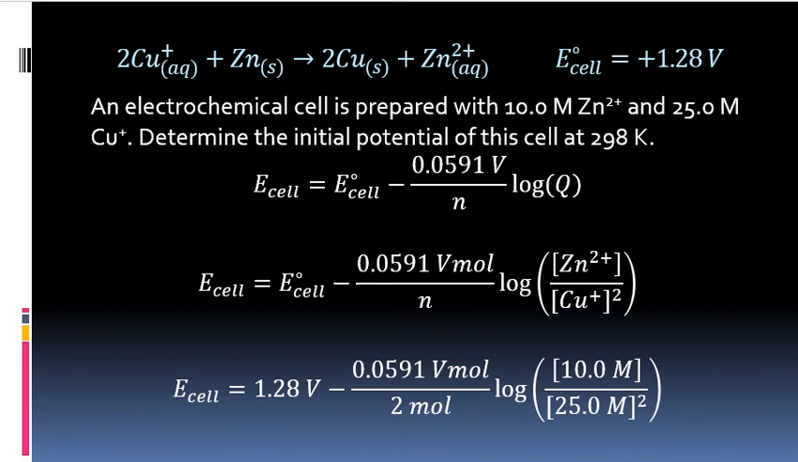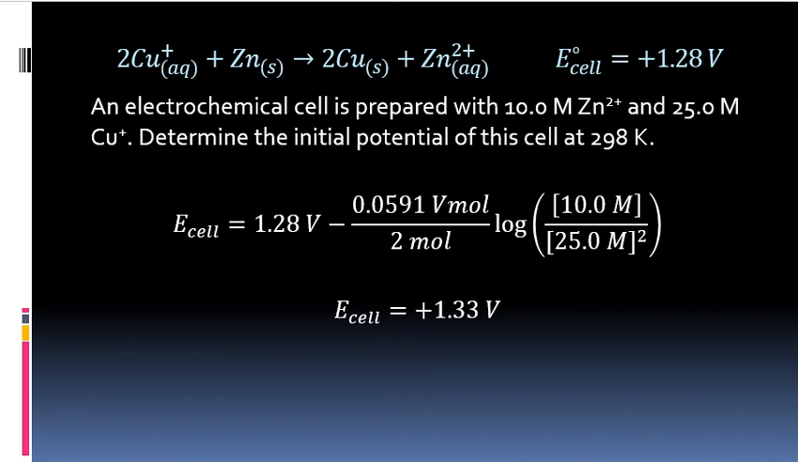Therefore, our formula for determining the non-standard cell potential would be 1.28 volts minus the fraction of 0.0591 volt moles over 2 moles times log of 10 molar over 25 molars squared. Now, what that would end up being is this beauty right here, which says that the answer ends up being positive 1.33 volts. So the non-standard voltage is still positive, and it actually increases from what the standard conditions was.